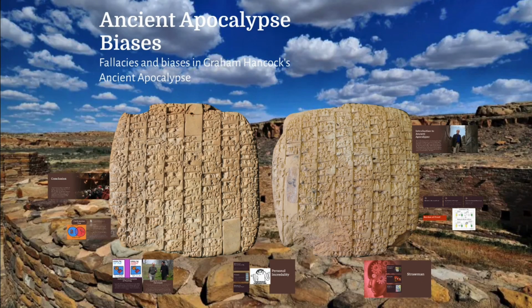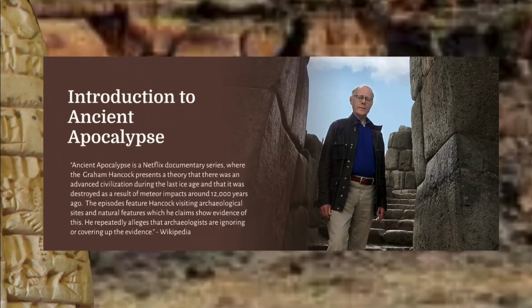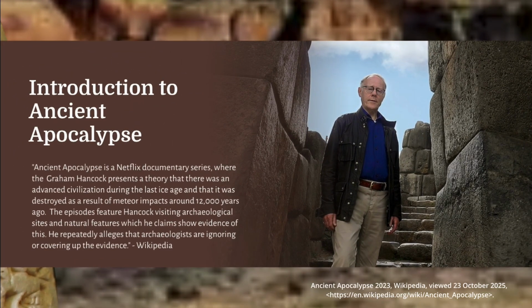Ancient Apocalypse: Biases, Fallacies and Biases in Graham Hancock's documentary. In this video, I'll be covering 5 biases or logical fallacies that are present within Ancient Apocalypse, giving explanations and applications of Strawman, personal incredulity, framing, shifting the burden of proof, and confirmation bias. I will show these biases in Graham Hancock's documentary and point out how they are used to convince the audience.